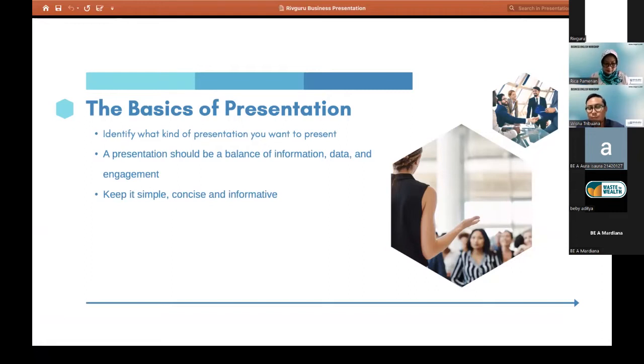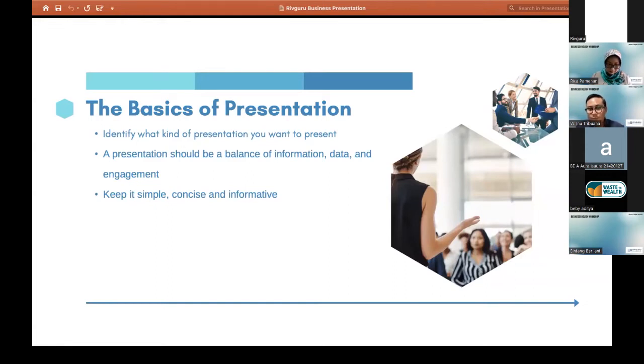Second, a presentation should be a balance of information, data, and engagement. So it's not good to have one more than the other, ya. Kalau misalnya kebanyakan data, ya mungkin orang ngelihat bisa jadi boring gitu ya. If you have a lot of information too, and also everything needs a balance, yeah. Information, data, and engagement. I've read a research where in a presentation, the slides are only 10%. Sisanya adalah body language and how you communicate. So please remember that everything should be a balance. Not too much data, and also have a sufficient engagement with the audience.